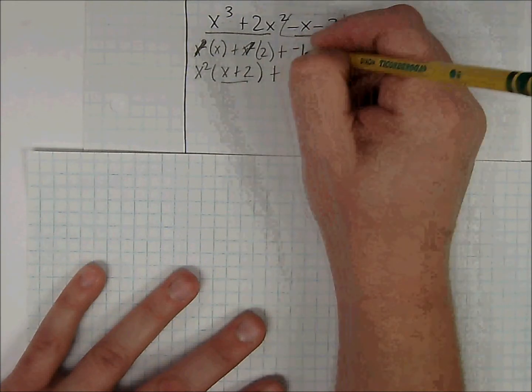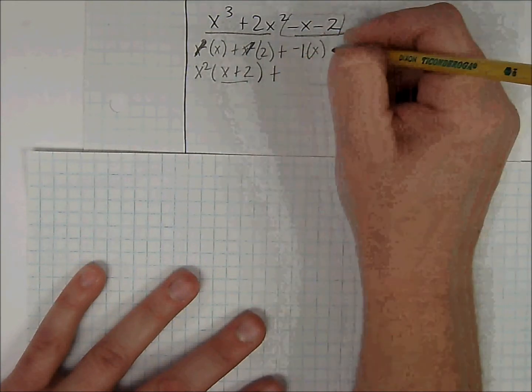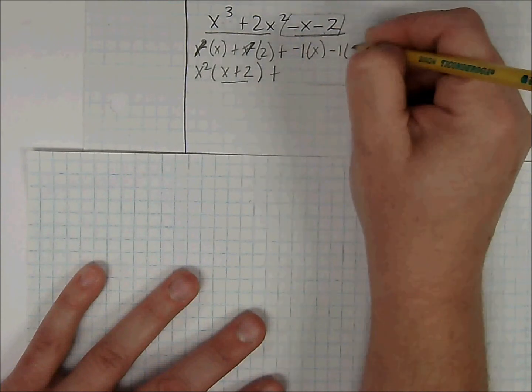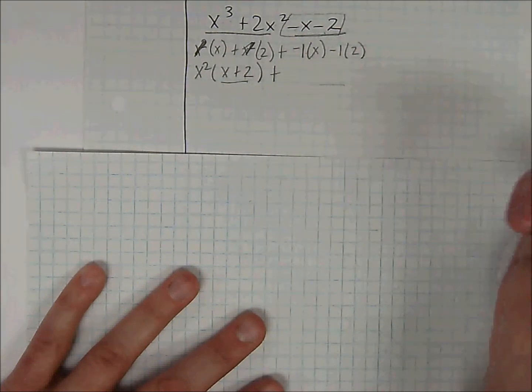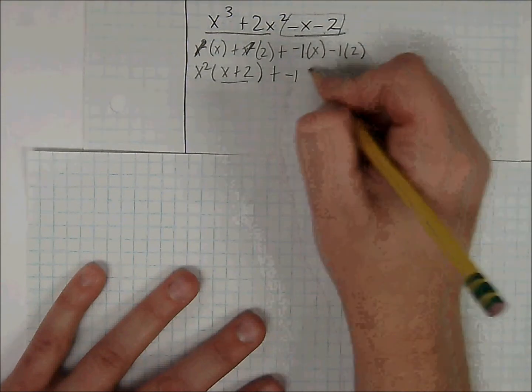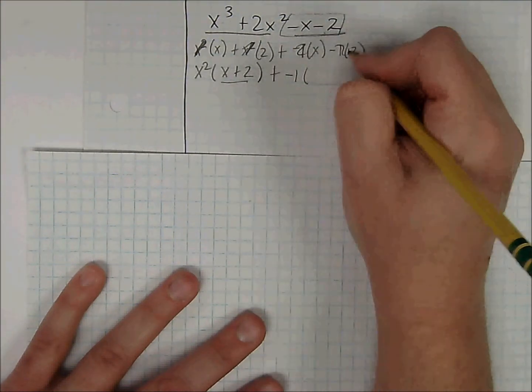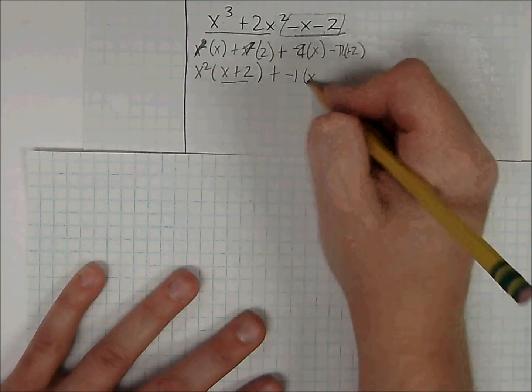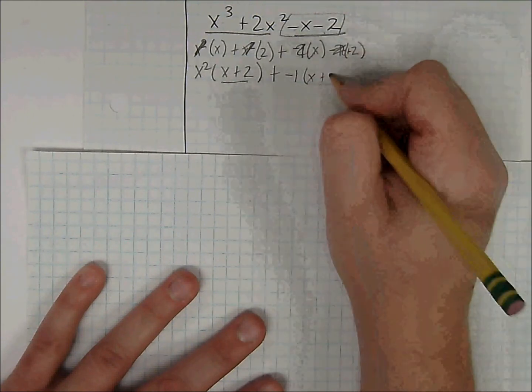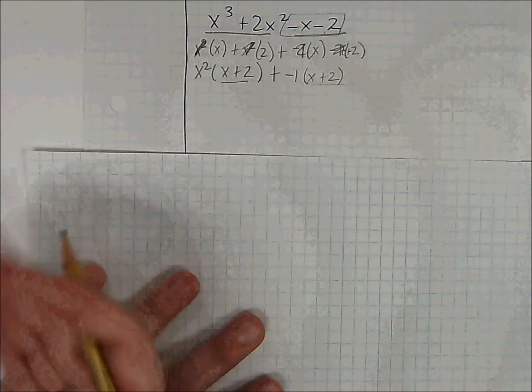So negative 1 times x is x. Negative 1 times 2 is negative 2. So if I take that negative 1 out, I'm left with, and actually I should probably put a plus 2 there, x, because I took the negative out, plus 2. So I got what I was expecting.